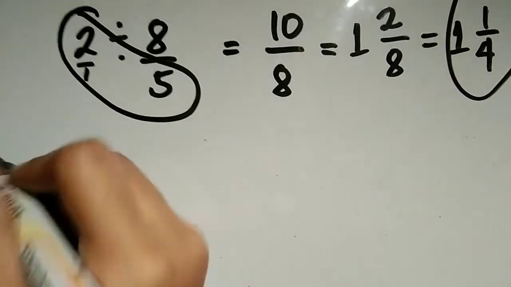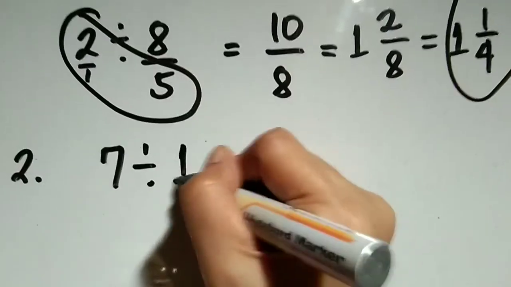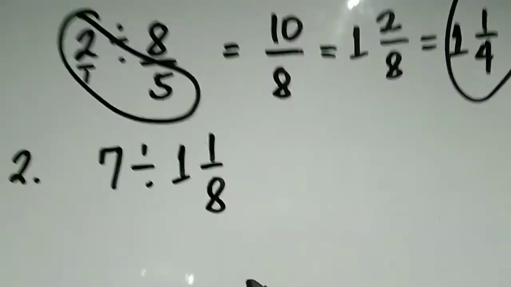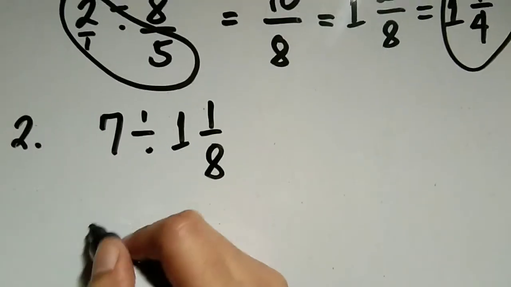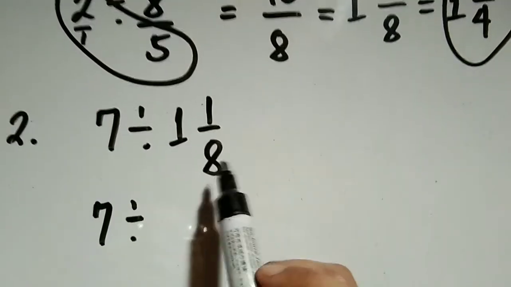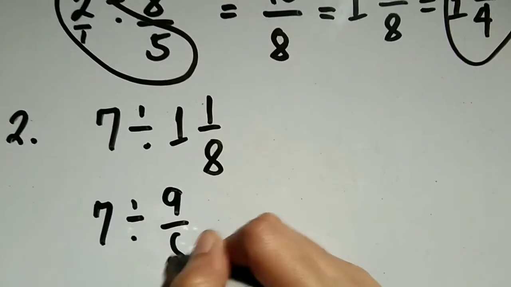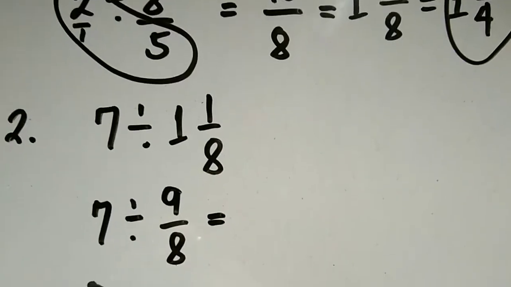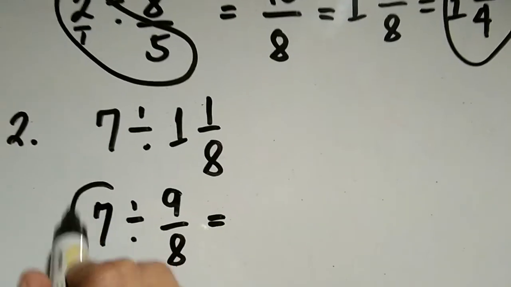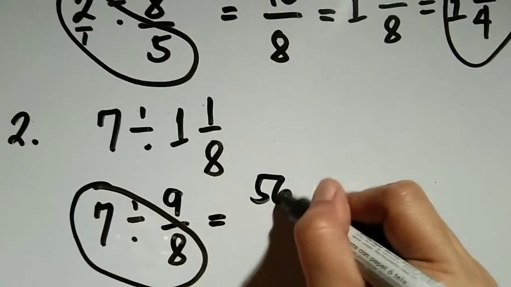So number 2. We have 7 divided by 1 and 1/8. I-change natin sa improper fraction itong ating mixed number. So, 8 times 1 is 8 plus 1 is 9, 9 over 8. Magko-cross multiply lang tayo. Automatic may 1 dyan, so huwag na natin lagyan. Ito lang siya. So, 7 times 8 is equals to 56.